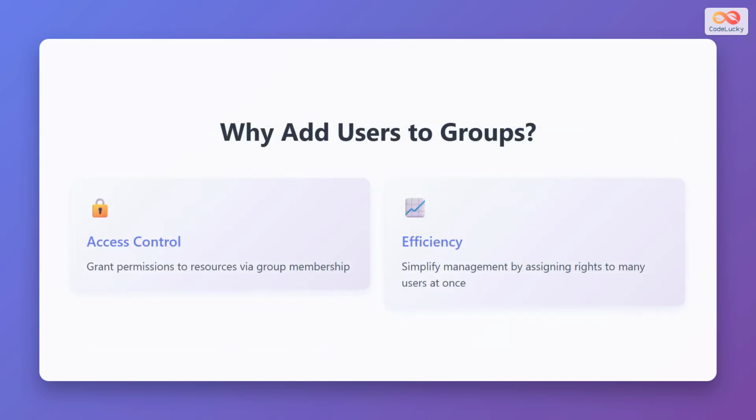Understanding why we add users to groups is fundamental to Active Directory management. There are two main reasons. First, access control. By adding users to groups, you can grant permissions to resources based on group membership rather than individual user accounts. This makes security management much cleaner. Second, efficiency. Instead of assigning permissions to each user individually, you assign them to a group once, and any user added to that group automatically inherits those permissions. This approach scales well and follows the principle of least privilege.